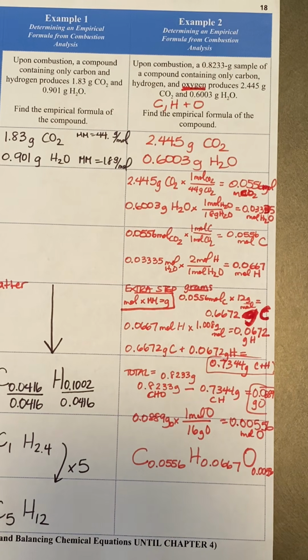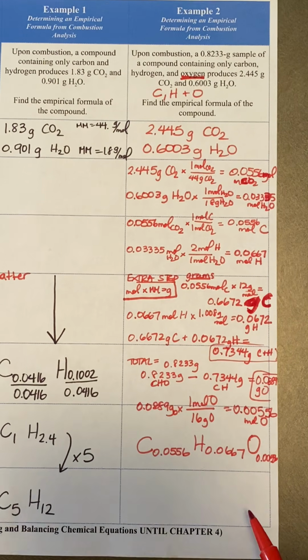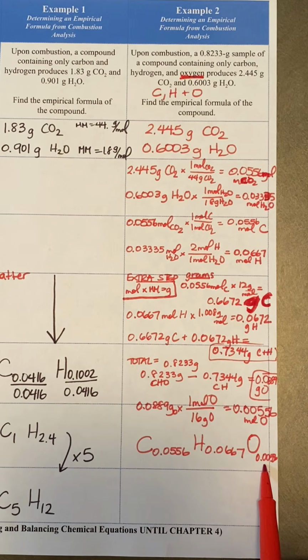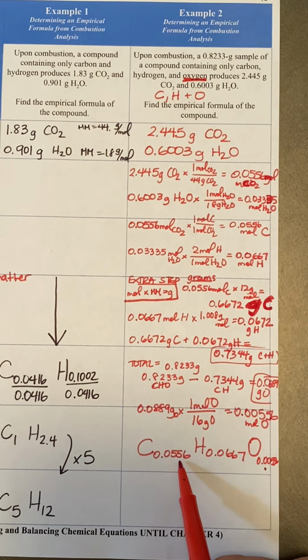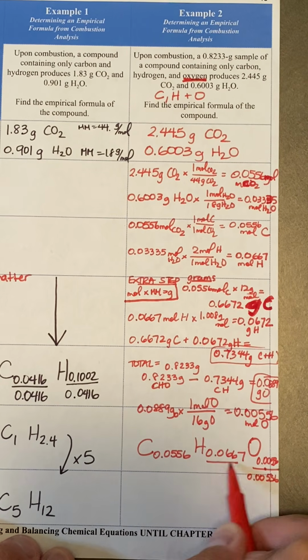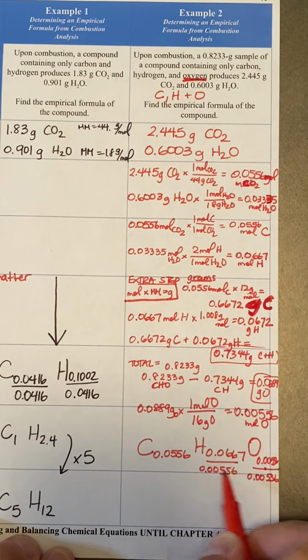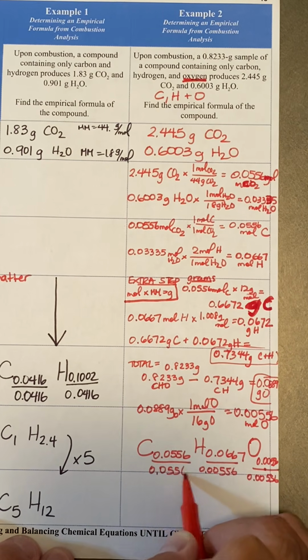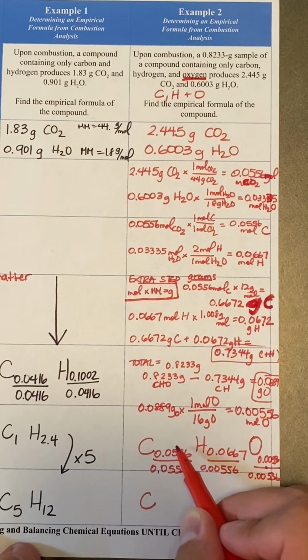And then, just like in the procedure with an empirical formula, this is a fake empirical formula. We want whole numbers. You want to divide by the smallest number. Between these three numbers, it looks like my oxygen is my smallest. We have 0.0556, 0.0667, and 0.00556. Let me divide everything by 0.00556.